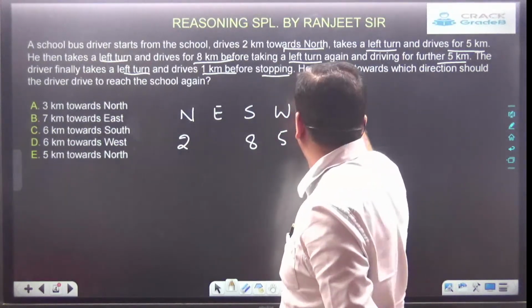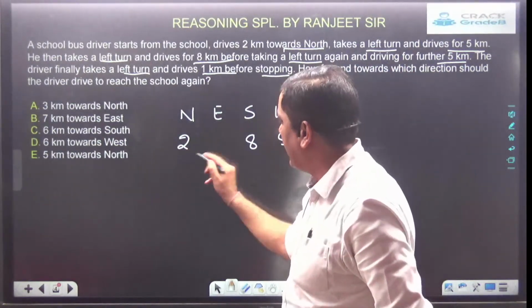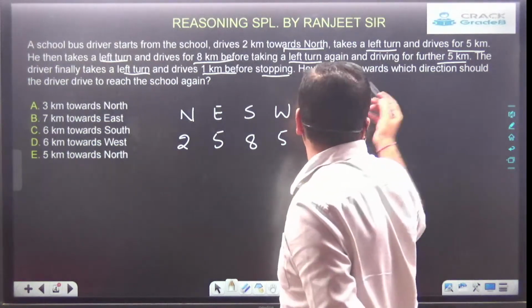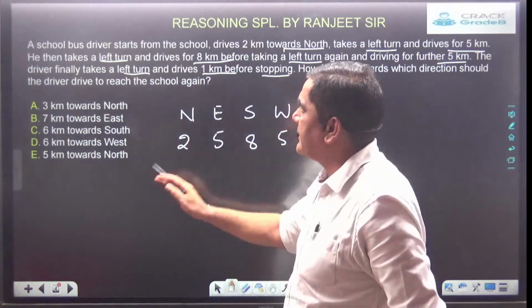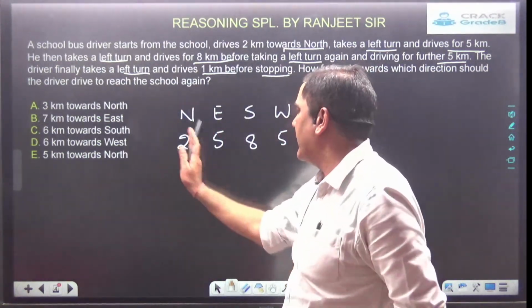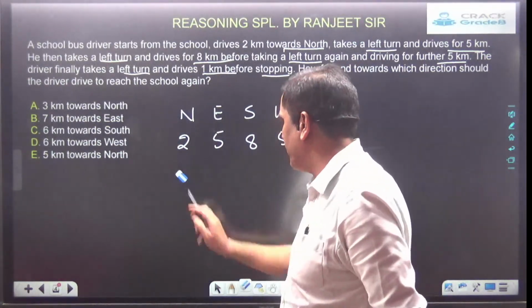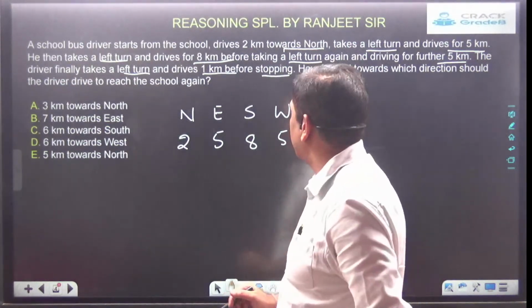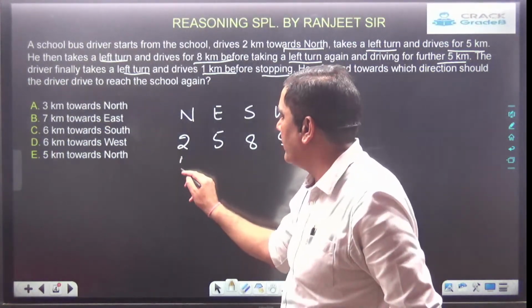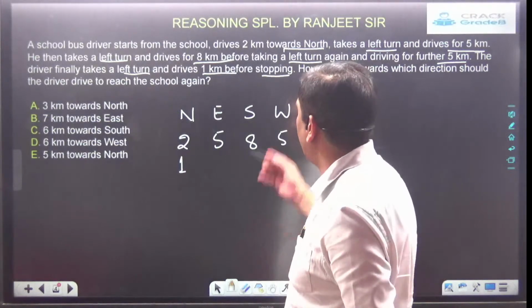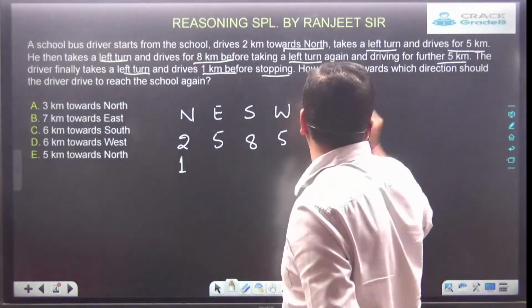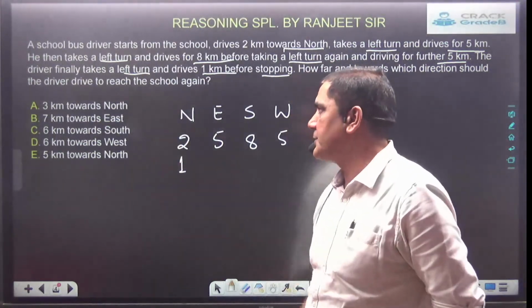Before taking a left turn again and driving for 5. Again left and what? 5. The driver finally takes a left turn and drives for 1 kilometer. Left will be what? This. So it will be 1 kilometer. Finally takes a left turn and drives for 1 kilometer before stopping. The question is how far and towards which direction he has to drive to reach the school again.